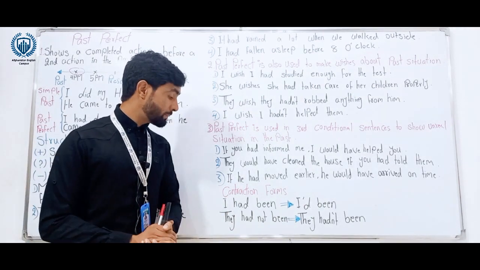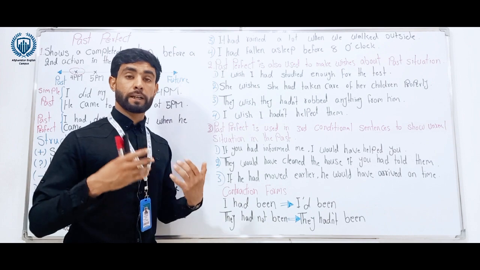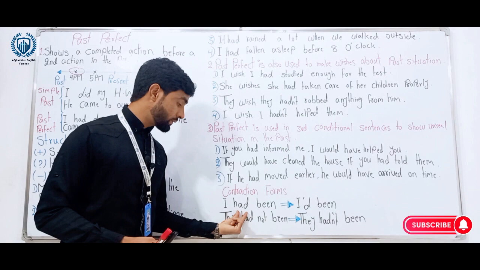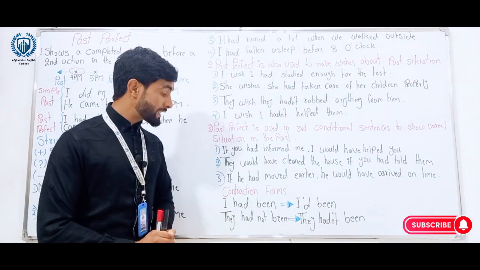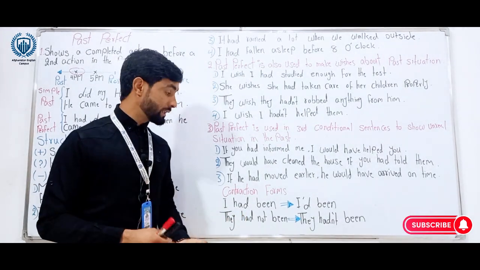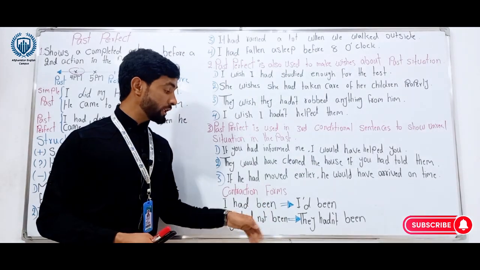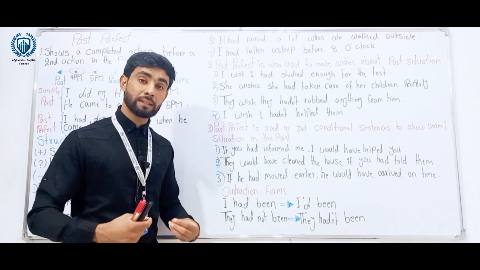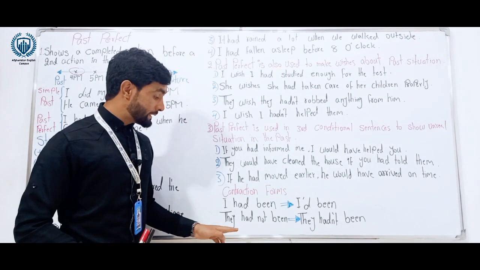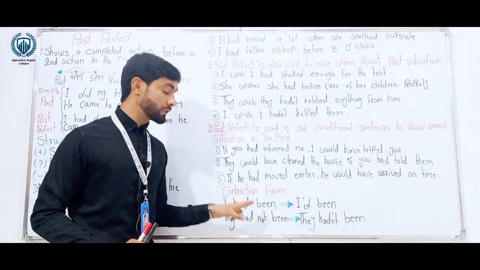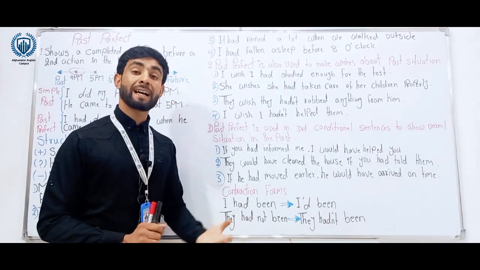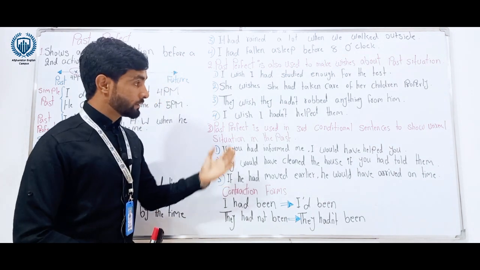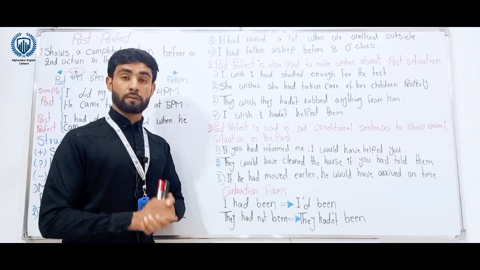The next part is about contraction forms of past perfect. So there is nothing more. It's only about the contraction of had and had not. I had been. We can remove HA only, we can add D. I'd been. And they had not been. We can say it, they hadn't been. So, this was all about the information of past perfect.